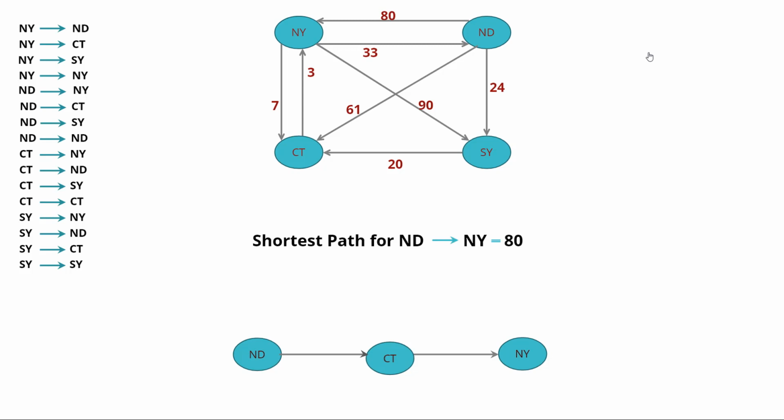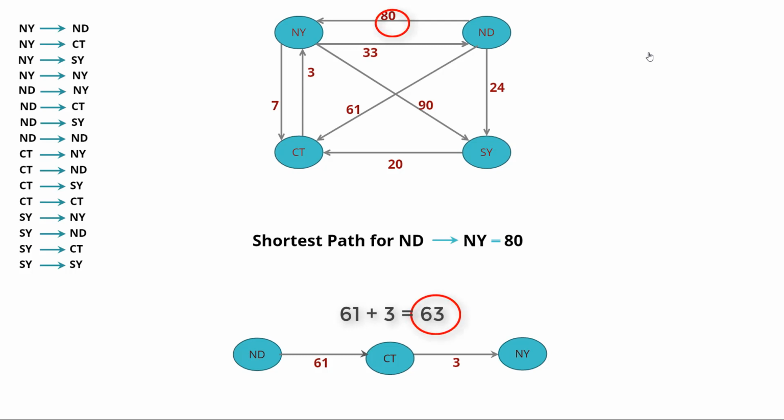In this case, first CT is substituted as the intermediate vertex, and now to reach from ND to NY, we have to pass through CT. Now the weightage of the indirect path is the sum of the weightage of ND to CT and CT to NY. Now Floyd Warshall algorithm will check whether the weightage of this indirect path is lesser than the weightage of the shortest path we already have.